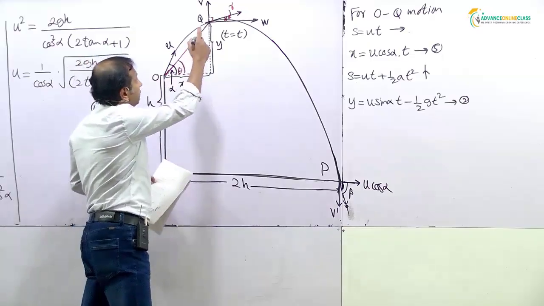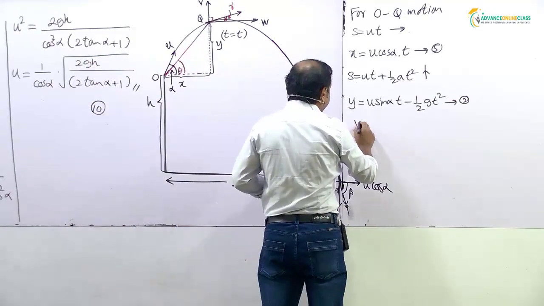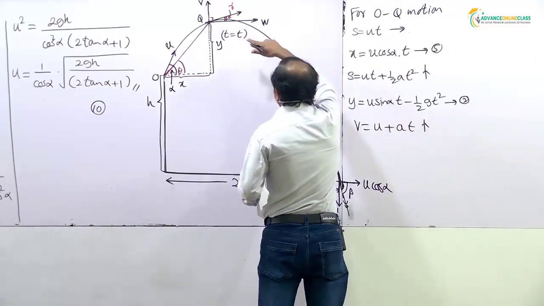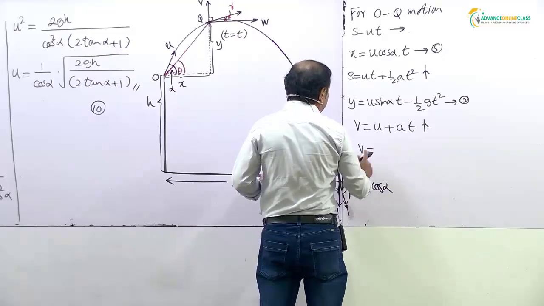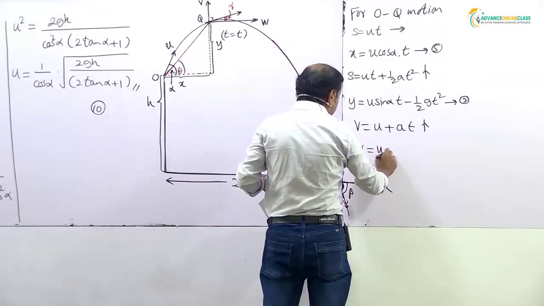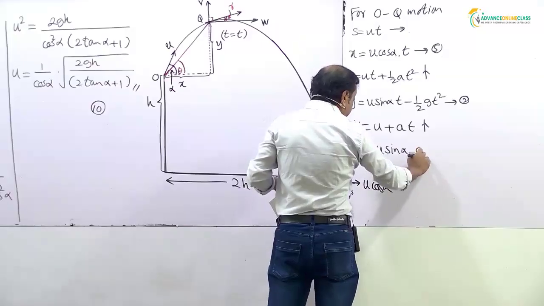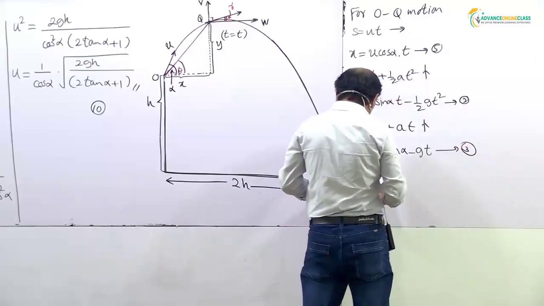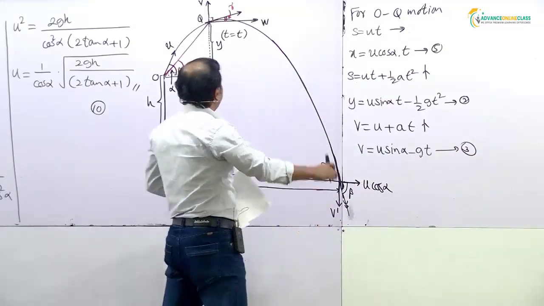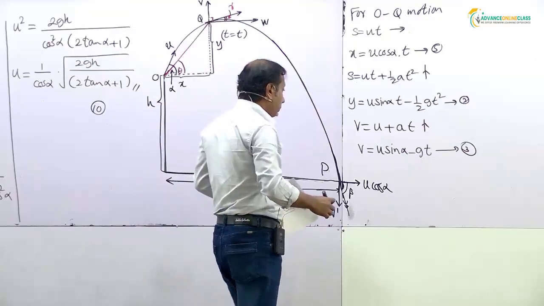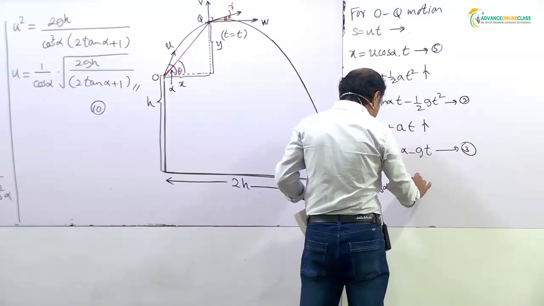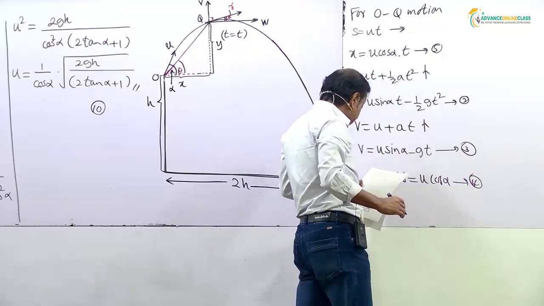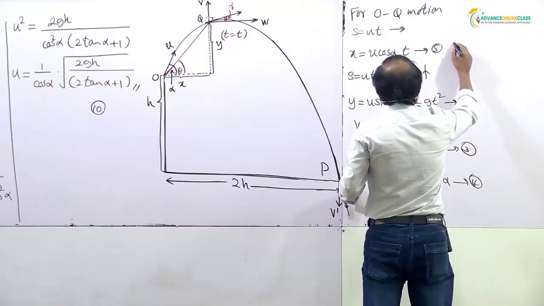And for the same motion, we can apply V equals U plus AT upwards. I took the velocity as V, initial velocity is U sin alpha, minus GT. This is number 3. And this W equals U cos alpha. Number 4.